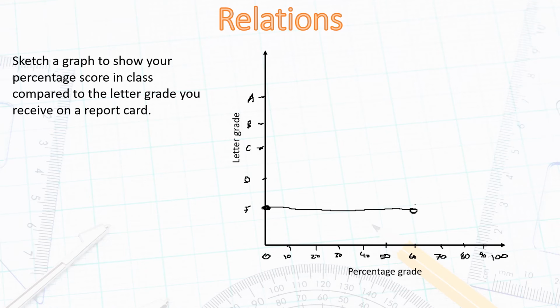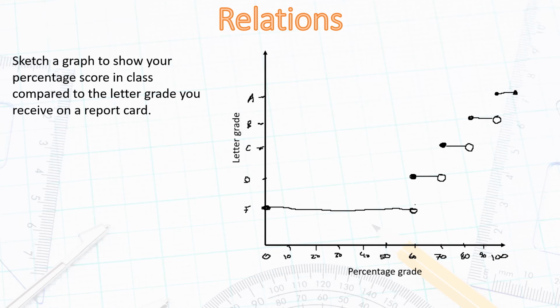If you score between a 60 and a 70, but not including 70, you would have a D. So 70 would get an open circle. If you score between a 70 and an 80, but not including 80, you would have a C. If you score between an 80 and a 90, but not including 90, you would have a B. And then if you score anywhere from 90 to 100, you would have an A.